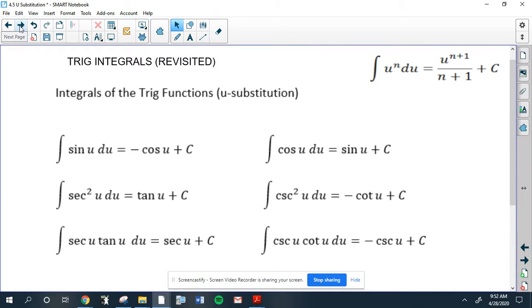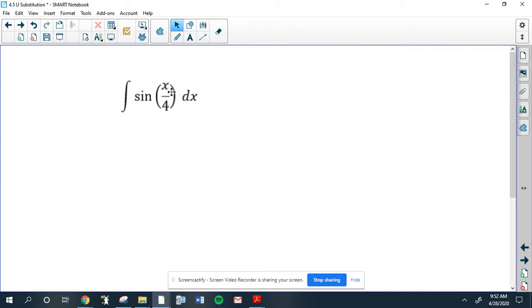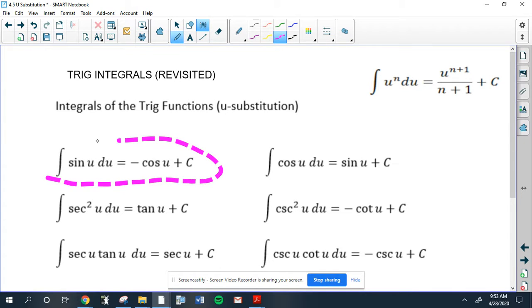So let's start. This first trig integral doesn't look too bad, but remember we could only integrate the sine of x dx, and that would be negative cosine x plus c. So this is x over 4. So we have to convert this so it looks exactly like this, sine of u.